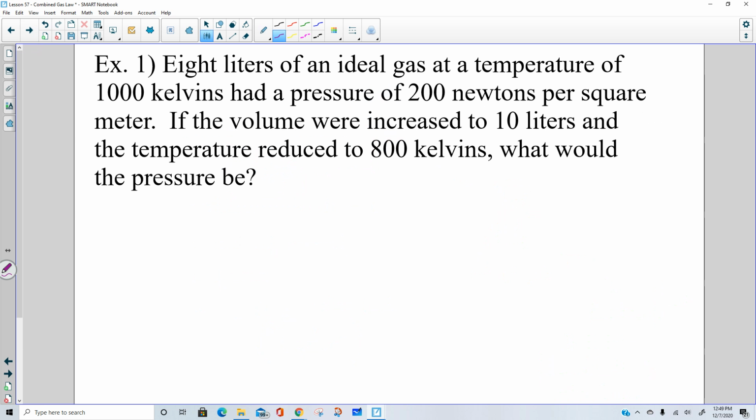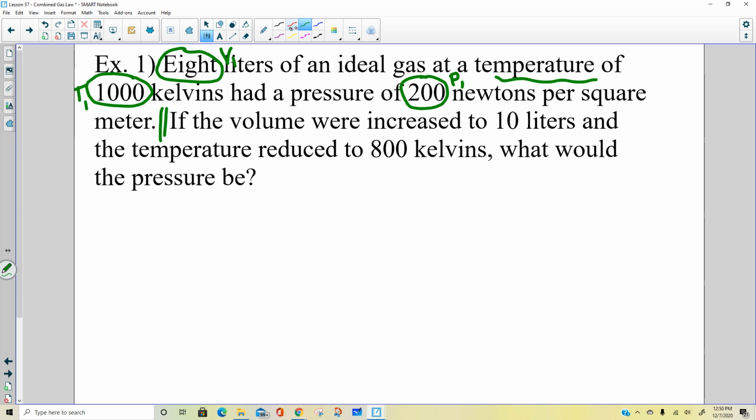That brings us to example 1. Let's begin reading. 8 liters of an ideal gas at a temperature of 1000 kelvins had a pressure of 200 newtons per square meter. All right, I'm going to stop there. We've got 8 liters. Liters refers to a volume, so that's my V1, of an ideal gas at a temperature of 1000 kelvins. That's my temperature, T1. And had a pressure of 200, given in newtons per square meter. So that's my P1.